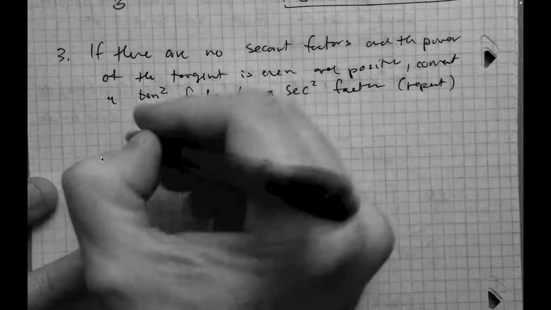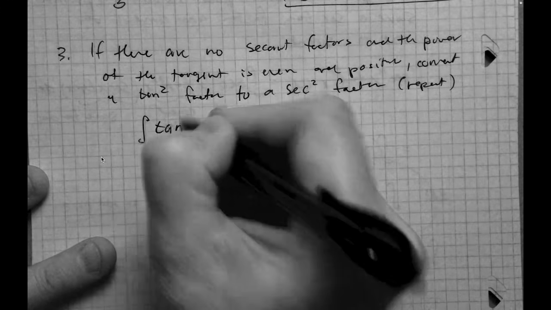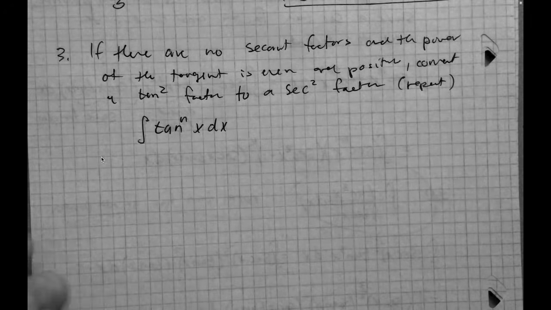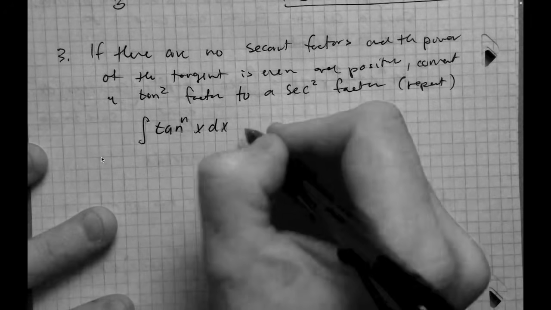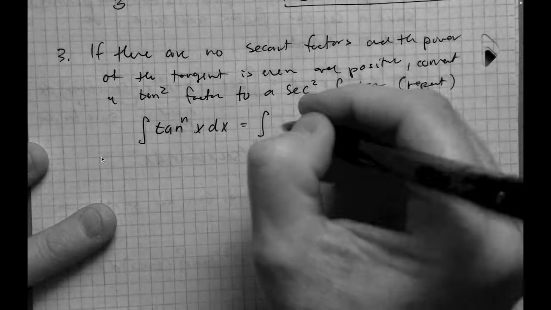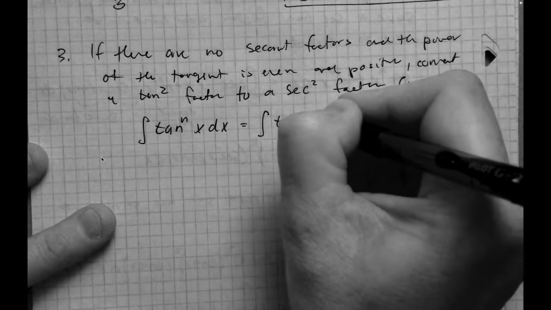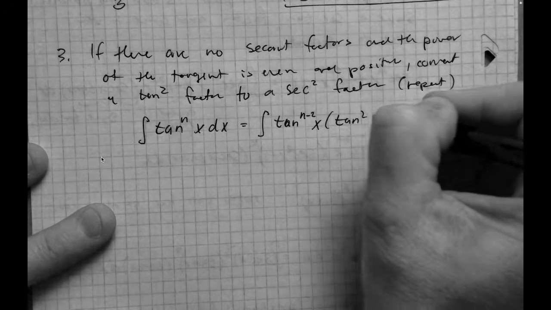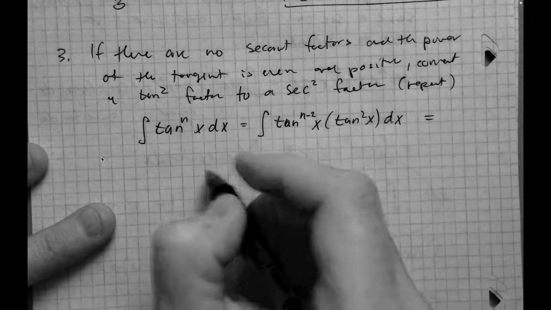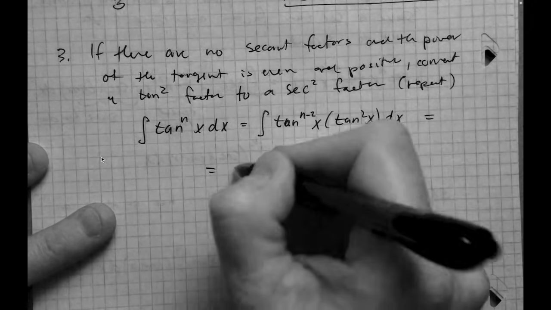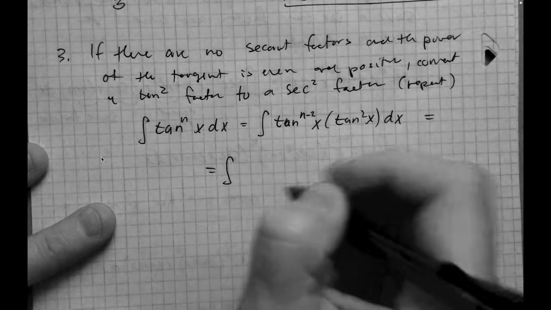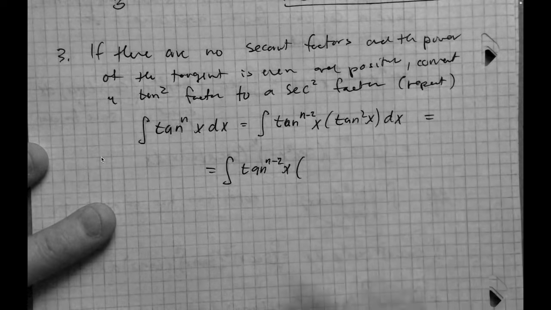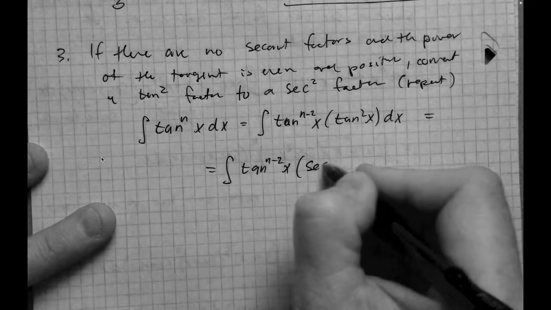Okay, so it'll look like this, right? Say I have something like the integral of tangent to the nth power of x dx. I can write this as the integral of tan to the n minus 2 power of x times tan squared x dx. Okay, and what's the benefit there? Well, the benefit is that this is now tan to the n minus 2 of x, and the tangent squared is secant squared minus 1.